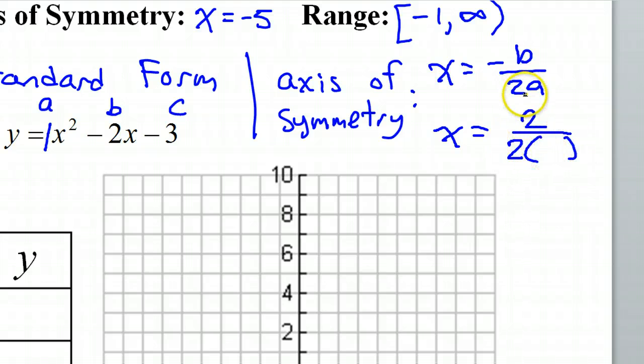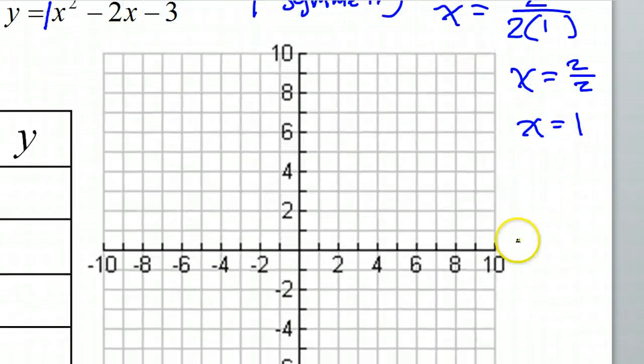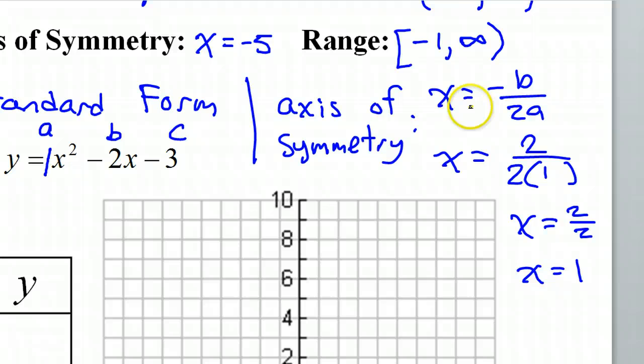And then over 2a. Well, a is 1, so that's just 2 times 1. So that simplifies down to x equals 2 over 2. 2 divided by 2 is 1, so x equals 1. This is the equation of the axis of symmetry. It all came from this formula. So this is what we do when we have standard form.